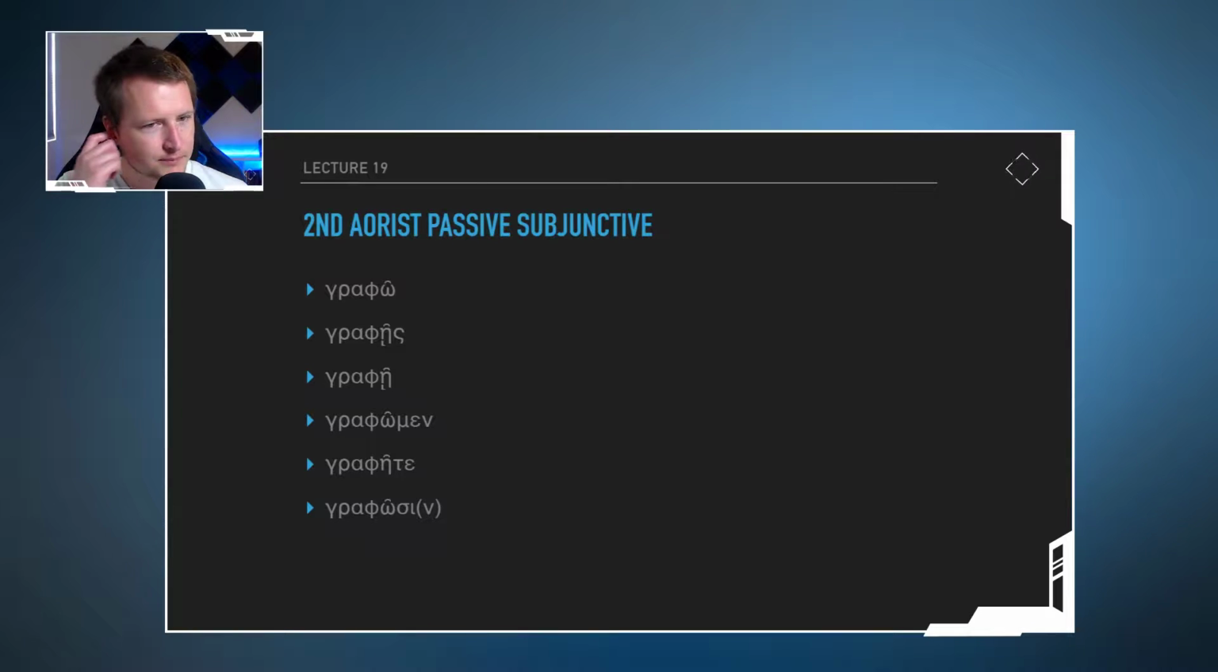So grapho, the interesting thing about writing is it's usually in the passive, but it's actually translated active most of the time. Go figure. So there you go. That's grapho, graphis, graphi, graphomen, graphite, graphosin. This one's just a little weird because there's no theta. There's no theta. But it is passive.